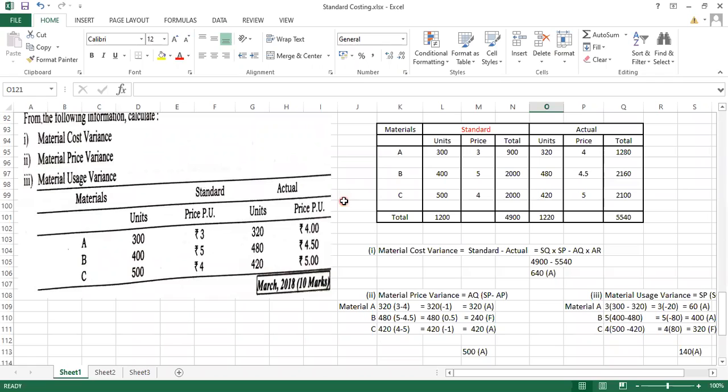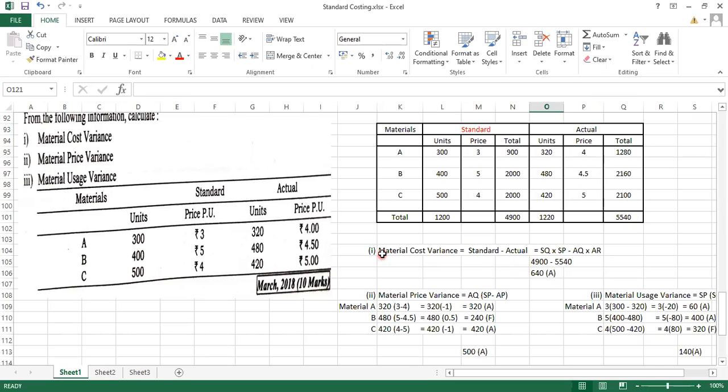So now, what is the first thing they have asked us to calculate? They have asked us to calculate material cost variance. So first, let's calculate the material cost variance. How do you get the material cost variance? Standard minus actual. Now see, we have already calculated the amounts in both places, so don't calculate A, B, C again. We have taken the total. The total remains the same, that is 4,900, and for the actual it is coming to 5,540. So directly you can do it.